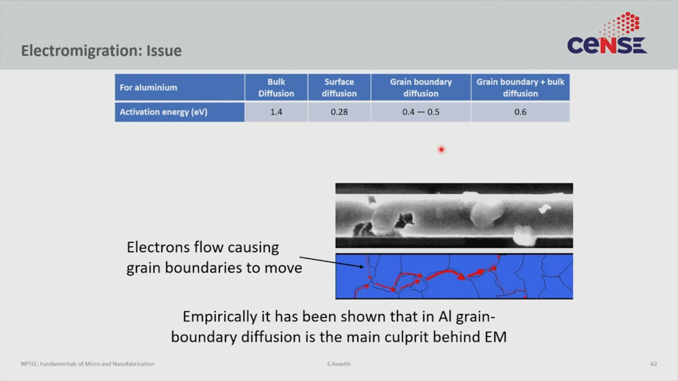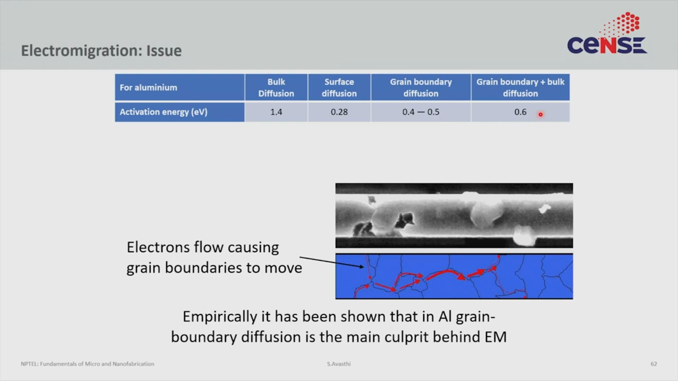So, there is a bulk diffusion of aluminum in aluminum, and it turns out the activation energy for that process is 1.4. Aluminum can diffuse on the surface, and the activation energy for that was 0.28. For the grain boundaries, remember these are not single crystalline aluminum, these are polycrystalline films, because we are just depositing them through some physical vapor deposition process. The grain boundary mediated diffusion has an activation energy of 0.4 to 0.5, and in some cases the grain boundary and the bulk diffusions combine to give you some two dimensional features which have an activation energy of around 0.6.